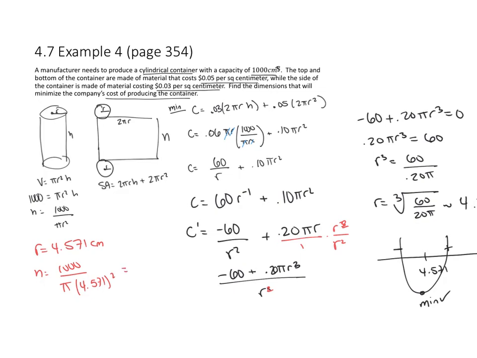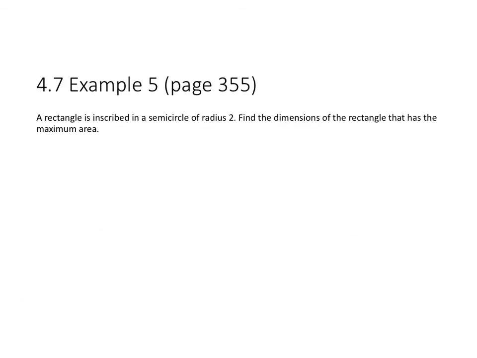And I get 15.236 centimeters. So those are the dimensions that will cause the smallest cost for making this container. Example 5 on page 355 is kind of deceiving. It has just a few words, but it's packed with a lot of information.